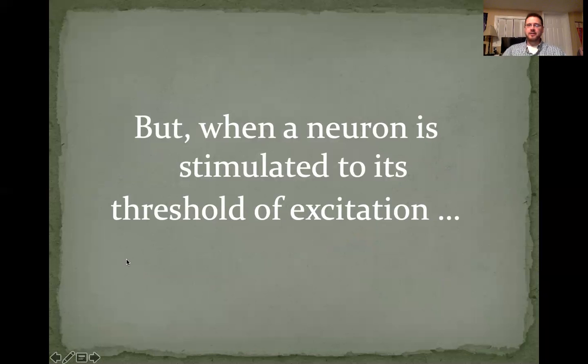Think of a neuron like, it could be like a lot of things, but let's go with a mouse trap. A mouse trap also has a threshold of excitation. Imagine a mouse trap being set. It's not a good mouse trap symbol, but that mouse trap is set, right?